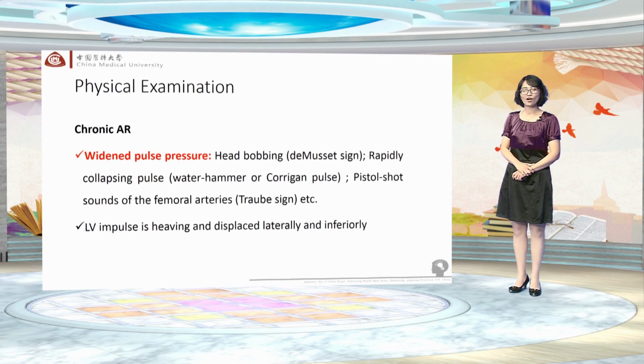For patients with chronic AR, we will detect the signs of widened pulse pressure, for example, the head bobbing, collapsing pulse, pistol shot, and the left ventricle impulse is usually heaving with the displacement laterally and inferiorly.